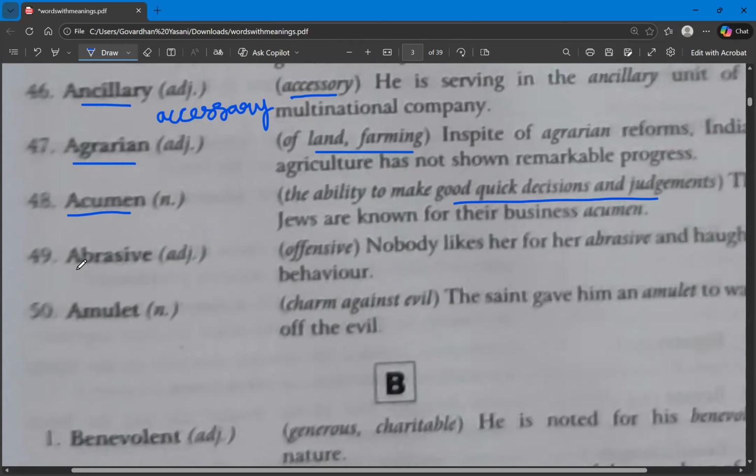Acumen, we have studied. The other synonyms are expert, adroit, aficionado, doyen. These are all synonyms. The next one is abrasive. Abrasive means offensive. Next one, amulets. So amulets we know to ward off evil spirits. So these are the charms against evil.